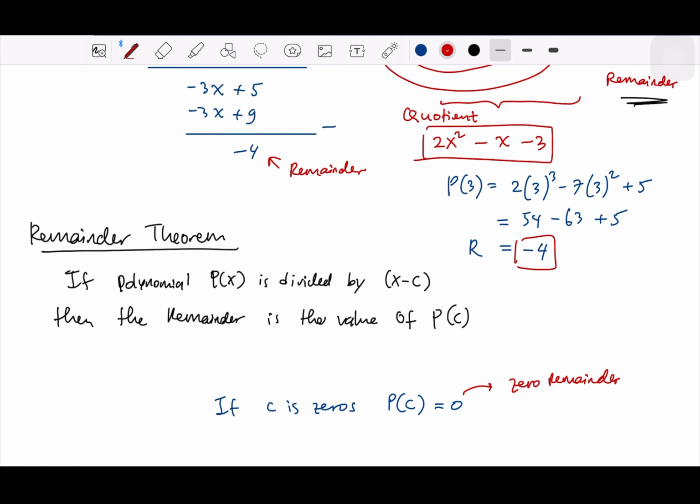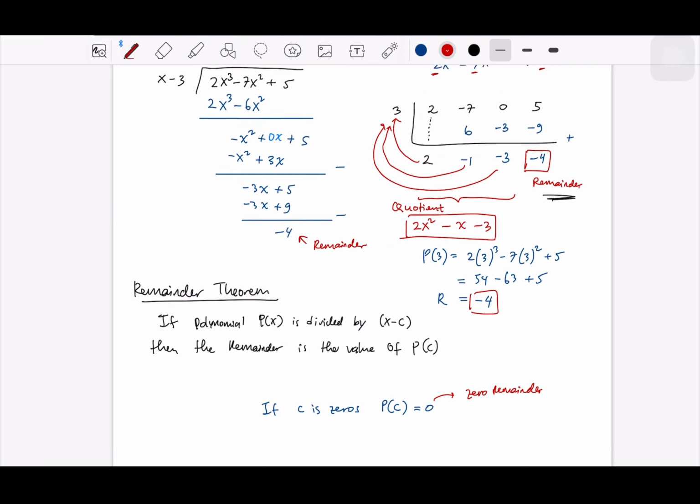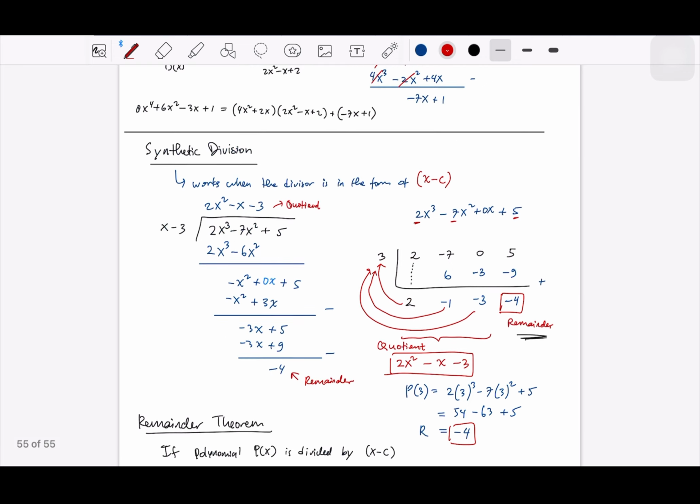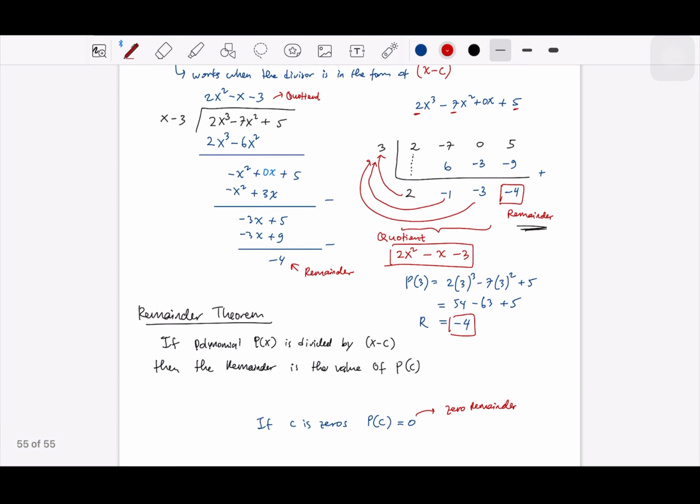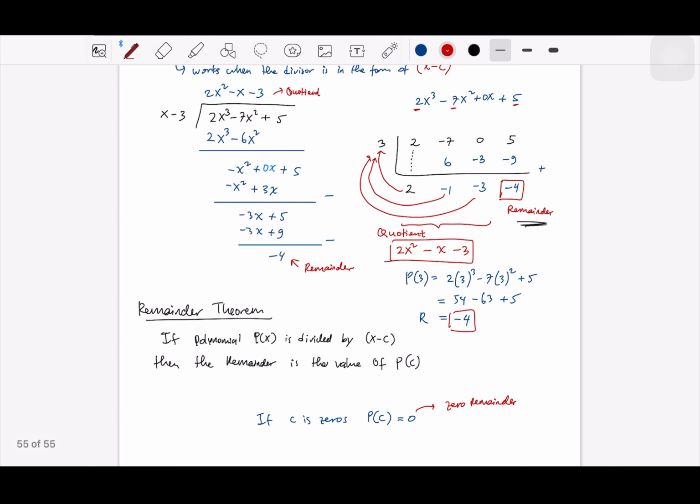I think we are going to have more examples later on. So this is, I think, a new way, synthetic division and the remainder theorem, to help at least observe and identify the polynomials.